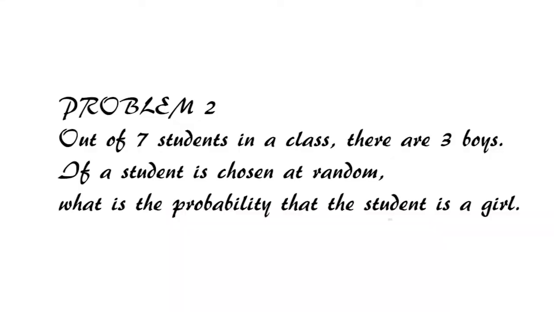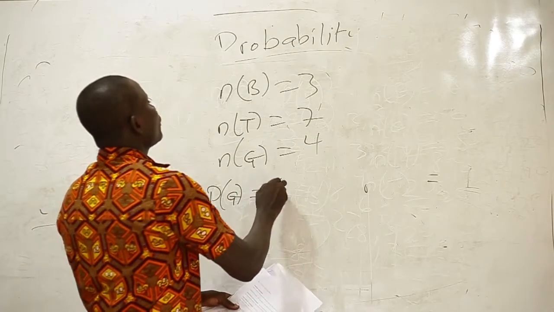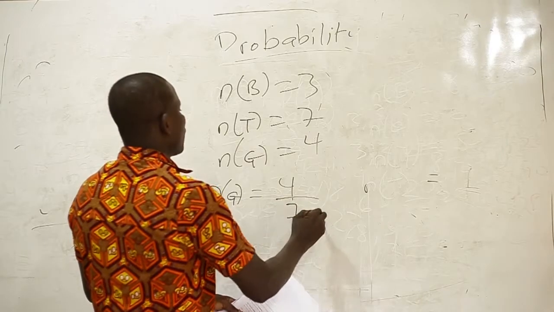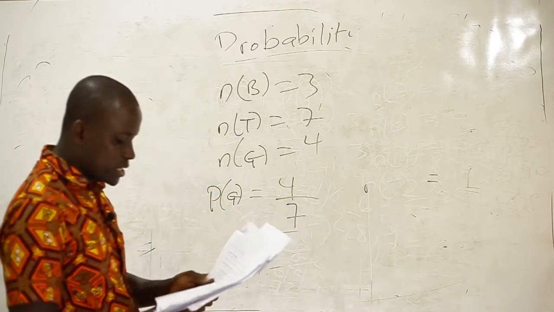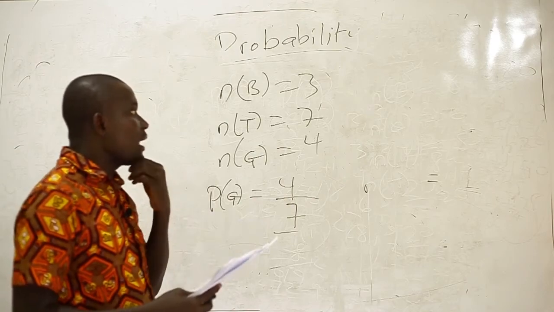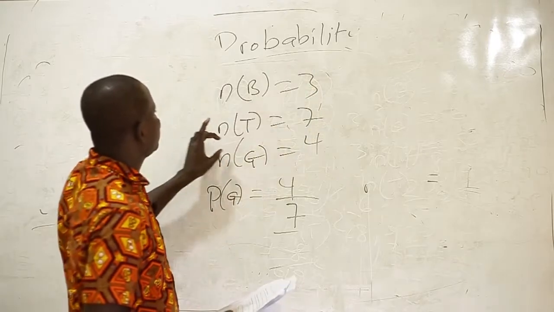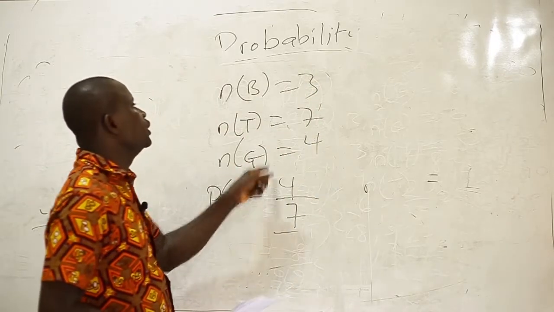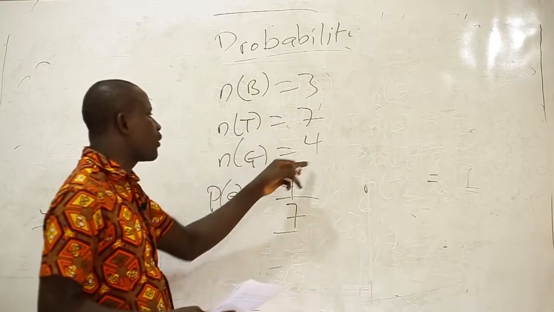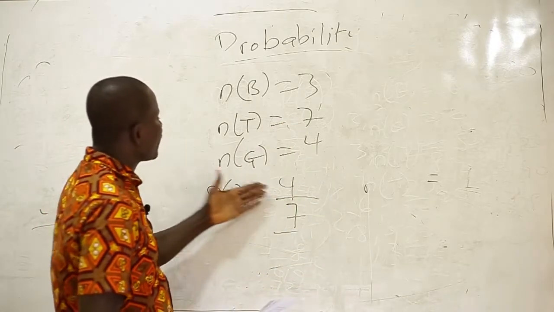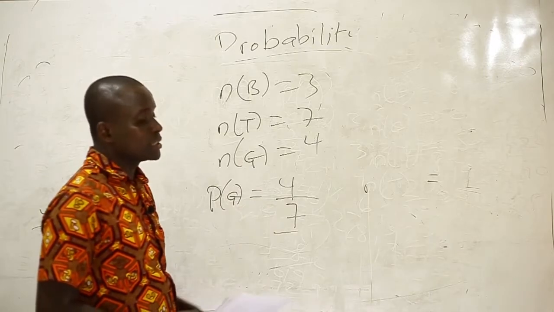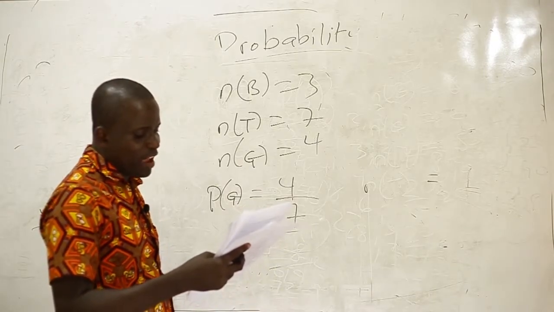And they are asking that if a student is picked at random, what is the probability that that student is a girl? It's straight away. So P G is 4 over the total, which is 7. That's all. We don't waste too much time. Now let's move on. In the class, number of boys is 3. Number total is 7. So number of girls, you subtract the boys from the total, that will give you 4. Now let's look at a very interesting aspect.